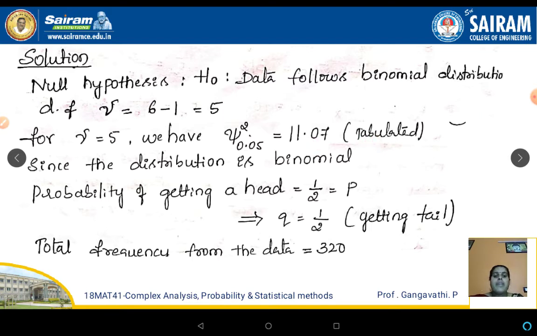Now we have to verify it theoretically too. Since the binomial distribution is followed, we talk about success and failure. As usual in the binomial distribution, p is the probability of success and q is the probability of failure. For tossing a coin there are only two possibilities: one is appearing head and the other is appearing tail. Since there are only two outcomes, the probability of getting a success, that is getting a head, is 1 by 2 and the probability of failure is 1 by 2. The total frequency from the data is 320, which is given in the problem itself.